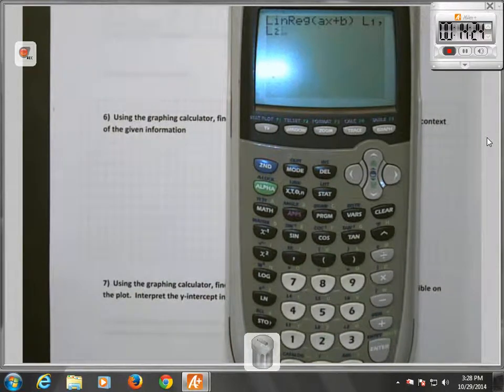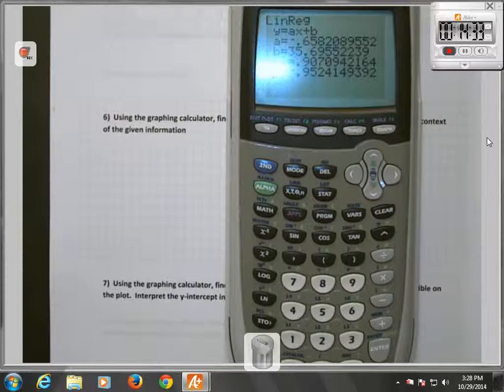So this is telling the calculator to do this linear regression with list 1 and list 2. Hit enter, and this is the important data that we want.